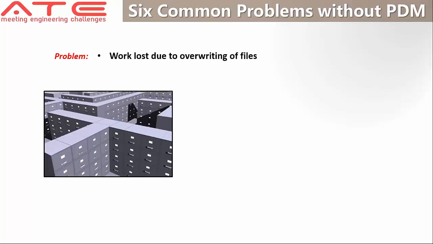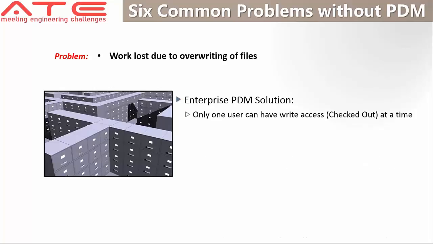And work loss due to overwriting of files, for example, in a multi-user scenario when two users are working on the same file, so you might end up losing data. Here the PDM system will give write access to only one user, so the other user can only view the file. So one user works at one time, and others can only view the files. Changes are stored in a new version, as I said in the previous issue.